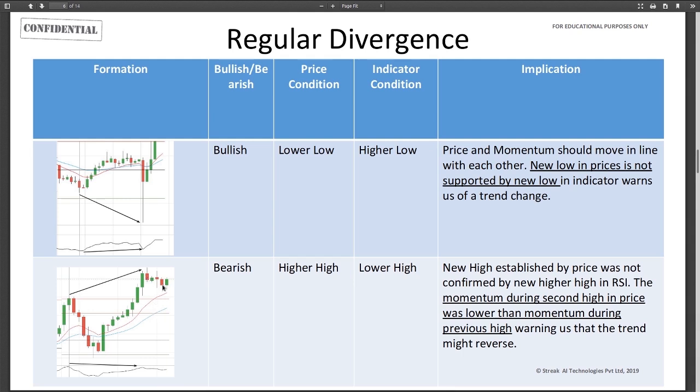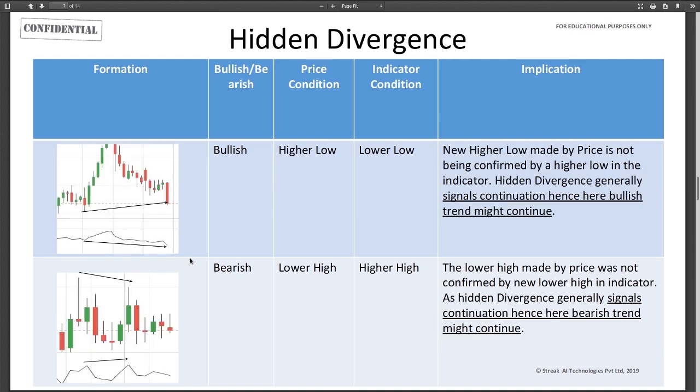After this a bearish trend starts, the price doesn't go up any further. The implication of a bearish regular divergence is basically whatever the indicator said: the indicator said that the trend is not that strong, so the bearish trend will start. The momentum during the second high in the price is lower than the momentum during the previous high, warning that the trend might reverse. So the trend didn't continue, it slightly reversed, it didn't reverse drastically, but again this is just an example for us to understand how a regular divergence looks.